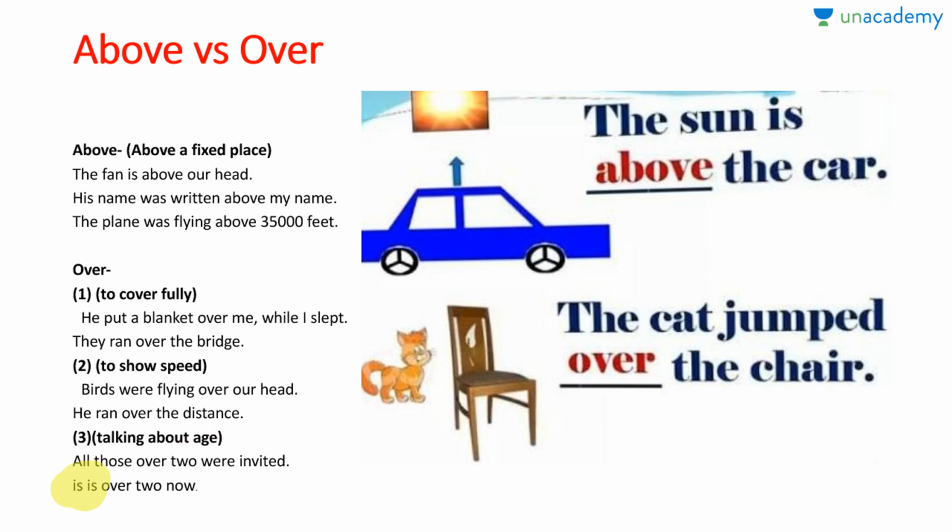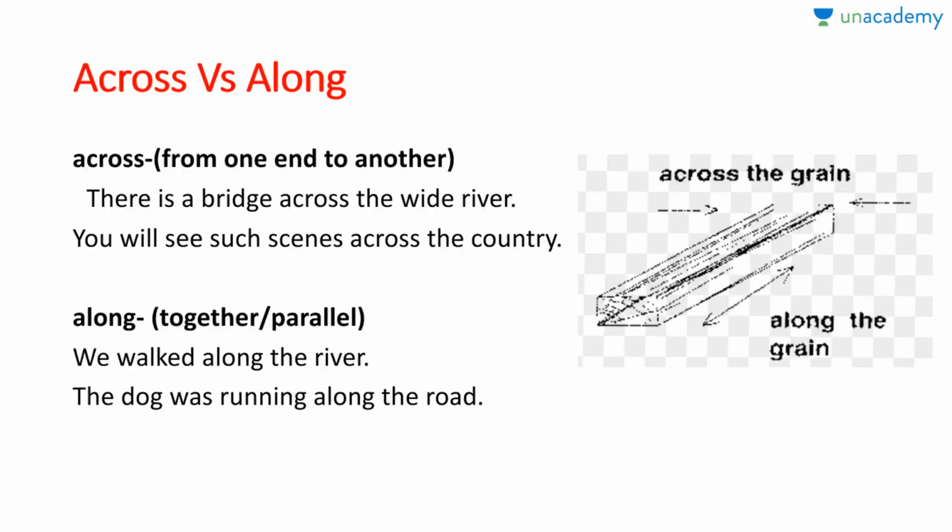Let us assume he is over 2 now, which means maybe we are talking about a small child who is more than 2 years old. So we are talking about that he is over 2 now. So these are some uses relating to above and over. Okay, now let us see something else.